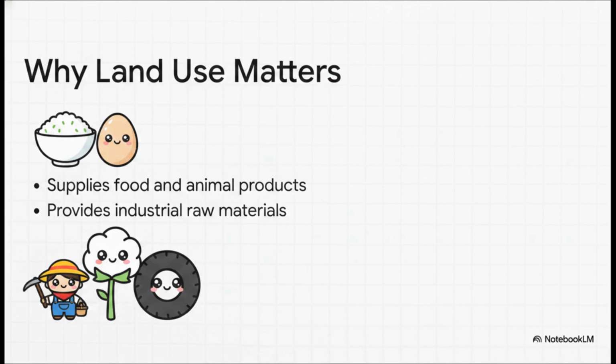But it actually goes way beyond just our dinner plates. Agriculture feeds right into our factories, providing raw materials for huge industrial sectors. Think cotton for the clothes you're wearing, or rubber for tires. And because this operates on such a massive scale, it literally employs a huge majority of the global population. So agriculture, it's absolutely the engine of both our basic survival and global industry.